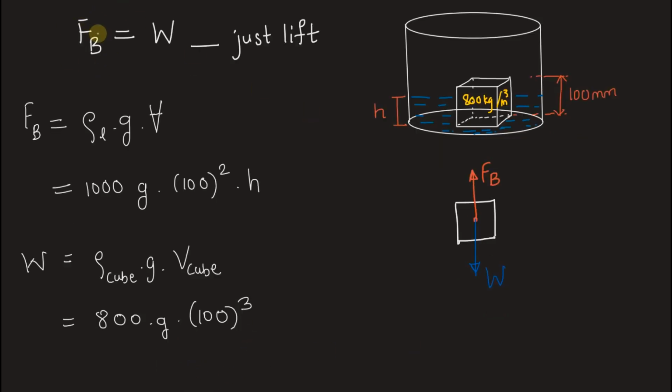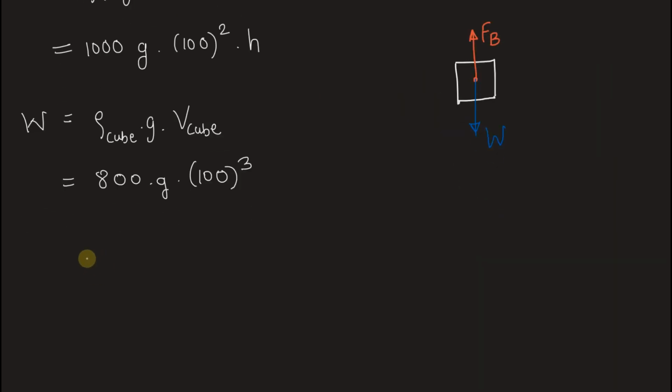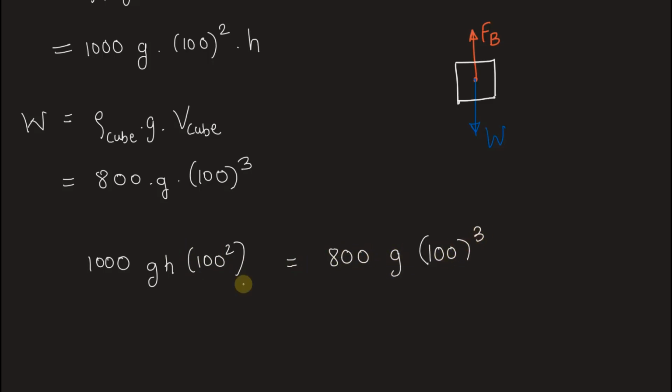Let's now equate force of buoyancy and weight to find out the unknown h. We have 1000 g h into 100 square is equal to 800 g into 100 cube. To be noted here, this area is nothing but the base area of the cube because we are finding the force of buoyancy on the cube. We will not take the base area of the cylinder, we will take the base area of the cube.